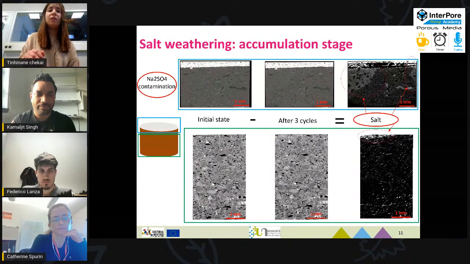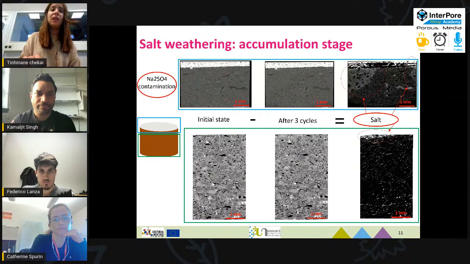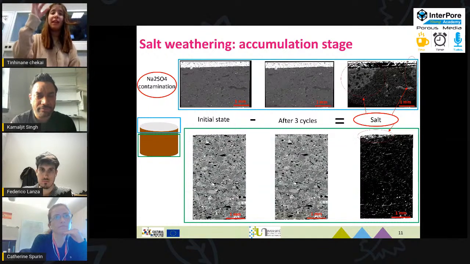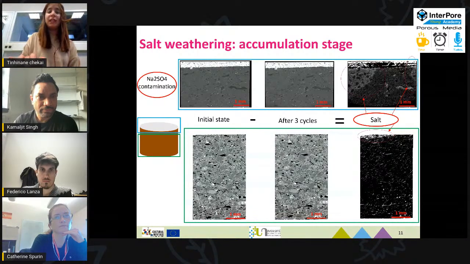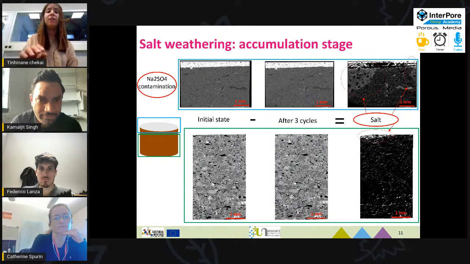So this is an example of the scans that we have conducted. Here we have a scan for the initial state of the sample, so before the contamination with the salt. This picture represents this region, which is in the interface between the glaze and the clay body. And this one here represents the clay body. And this second picture is representing the same region after 3 cycles of contamination and drying. And this one as well is the same after 3 cycles.